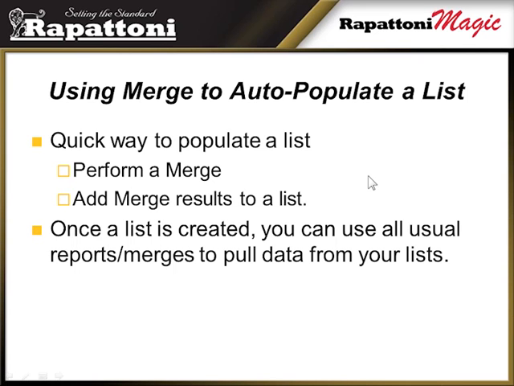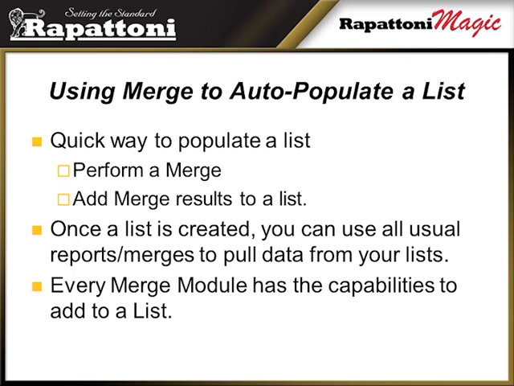Now, just a reminder, once a list is created, you can use all the usual reports and all the merges to pull data from your list. So in this scenario, now you've got a number of members on the list. Now you can pull out a merge for people that have not brought in their fingerprints, and you can send some type of correspondence saying, hey, buddy, bring in your fingerprints. So we can manage the process. Exactly. Or we could print a report, or we could print a roster. Any one of those existing merge or list functions is now available to us.